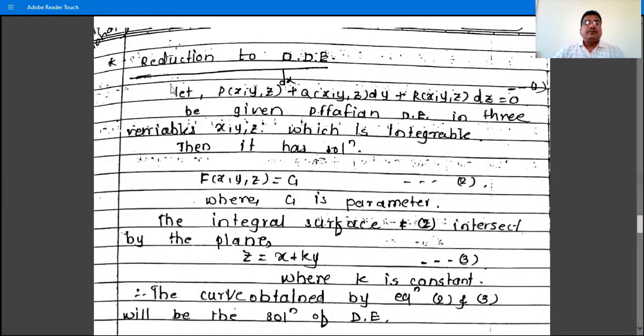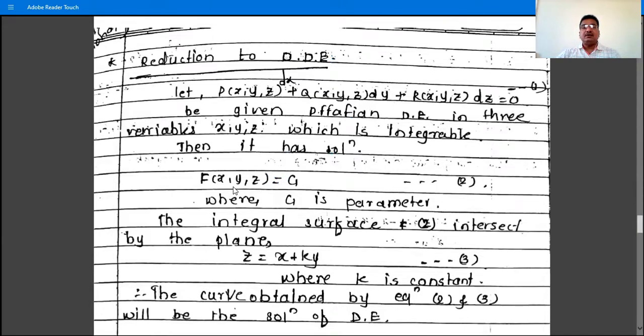Next type of Pfaffian differential equation: reduction to ordinary differential equation. Let P(x,y,z) dx + Q(x,y,z) dy + R(x,y,z) dz = 0, equation number 1, be a given Pfaffian differential equation in three variables x, y, z, which is integrable. Then we have to find the solution by using reduction to ordinary differential equation.